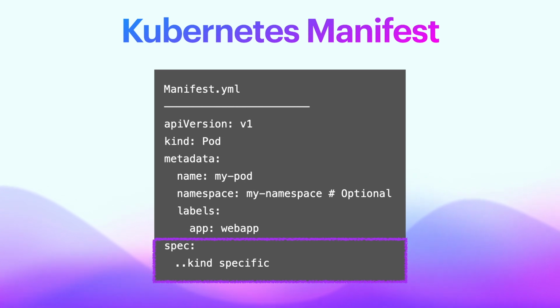Moving on to spec, this is where you specify all the important details about your object. Unlike other parts of the manifest, spec is object specific. So it changes based on the kind of object that you want. So let's look at some different types of objects in Kubernetes and look at how their spec looks like.